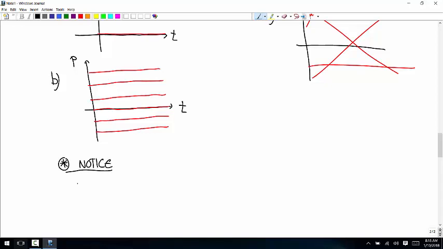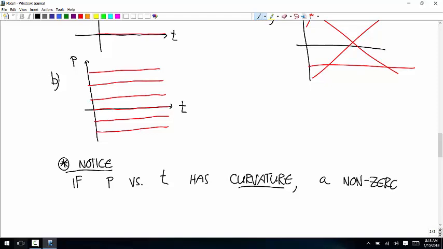So notice that if the position versus time graph has curvature, then the acceleration has to be non-zero. Just looking at a position versus time graph, you can tell if there's acceleration or not. If it's a straight line, there's not.